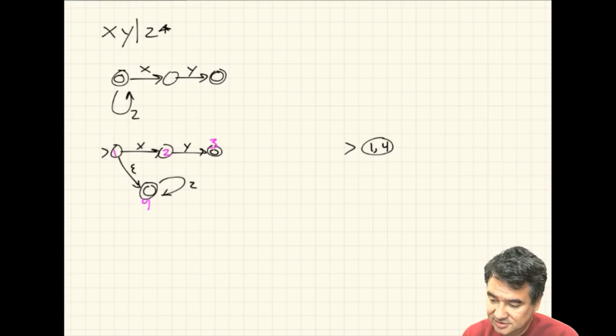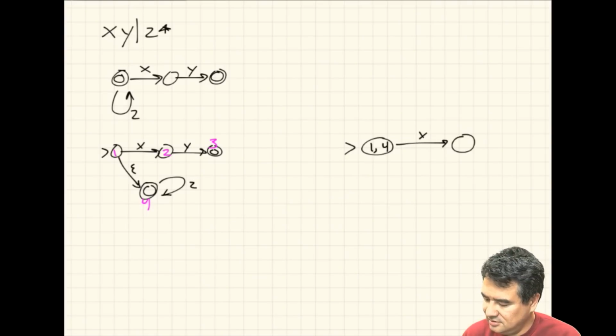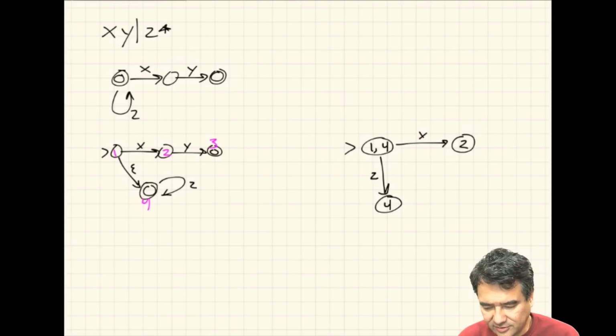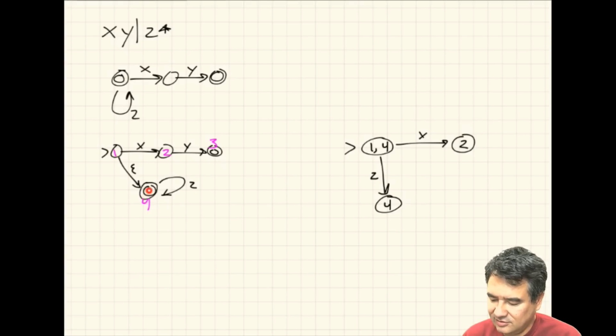And now we look to see what doors we have out of rooms 1 and 4 together. I see an X door and I see a Z door. The X door goes to 2, and the Z door goes to 4. Okay, it doesn't go to 1 and 4, it just goes to 4. You can see from this diagram here that if you were in 1 and 4 together, the Z door only goes back to 4.